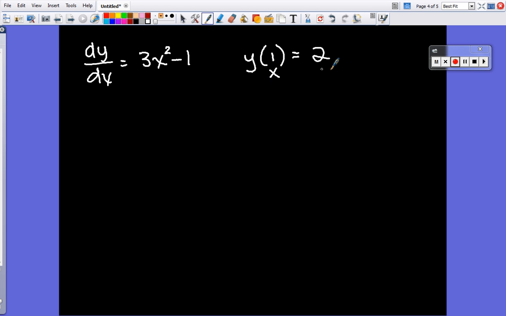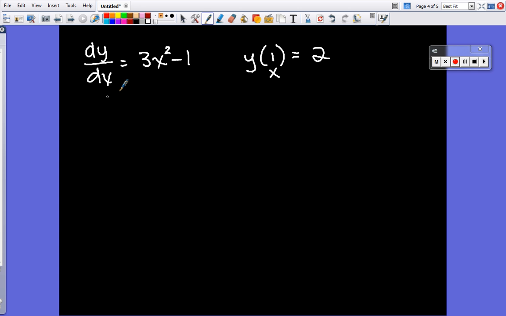We're going to take a look at that same exact differential equation, dy dx equals 3x squared minus 1. But this time I'm going to give an initial condition saying y of 1 equals 2. This is our x value, and this is our value of y when we evaluate that x value. Okay, so you can think of this as the point 1 comma 2, if you will.